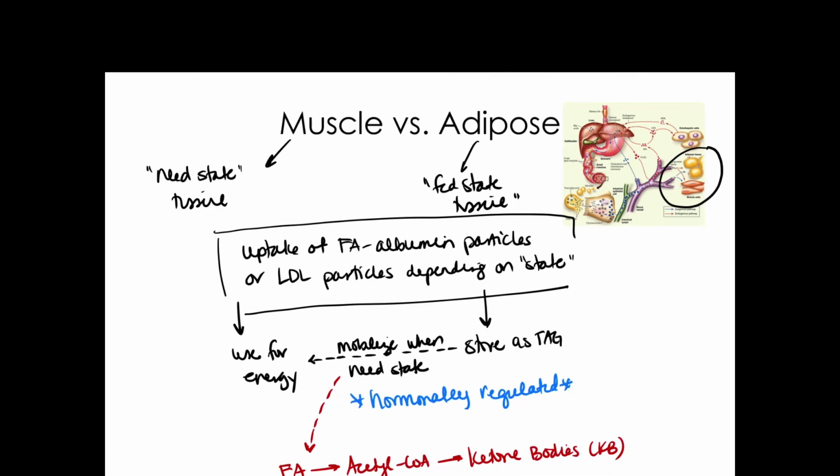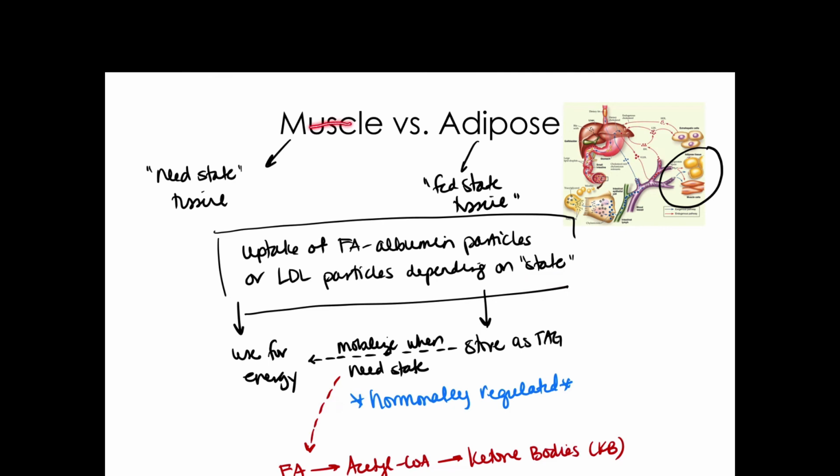All right, so now once we talk about finally getting to our delivered tissues, we're going to focus largely on muscle versus adipose tissue. Things are going to get delivered to your muscle tissue if you're in a need state, because your muscle can use those fatty acids as fuel. If nobody is picking up those fatty acids because nobody needs energy, then they're going to be delivered to adipose tissue. We can think about this as a fed state tissue, and then they're going to be stored in your adipose tissue. So whether we take up these fatty acid albumin particles or LDL particles by muscle or adipose tissue depends on the state.